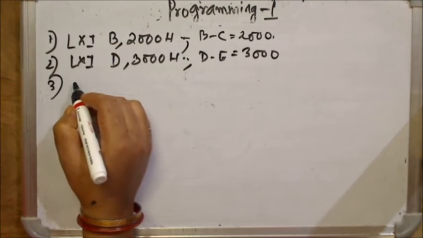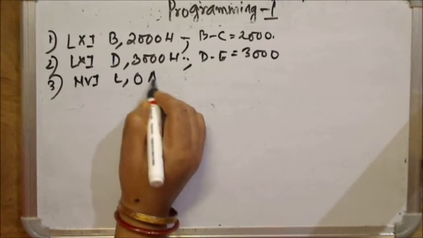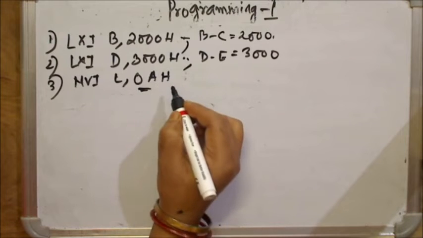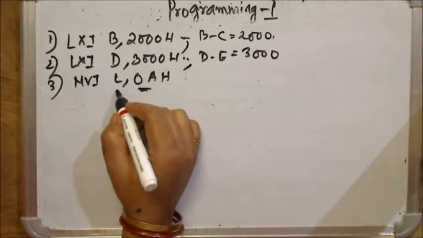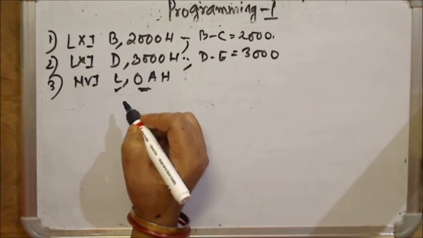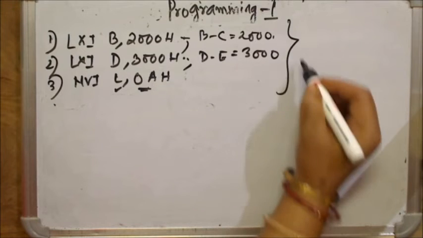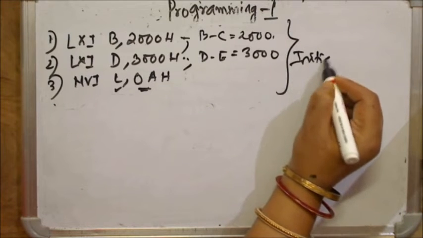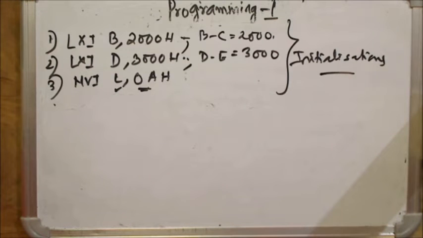Then next I have to initialize the count, MVI L comma 0AH. How many bytes were there? 10. So 10 in hexadecimal is 0AH. So I have initialized the count in register L. So initialization is over. This part is initialization. So I have initialized my registers.